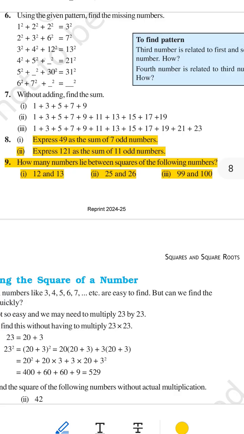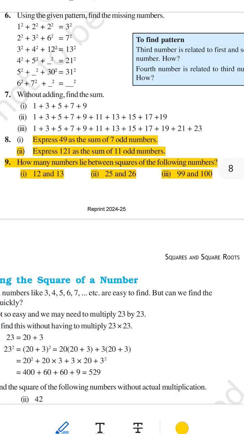3 times 3 equals 9. So 9 is a square number. 4 times 4 equals 16. So 16 is a square number. 7 times 7 is 49. So 49 is a square number. Beautiful pattern in math. The square of a number can be made by adding that many odd numbers starting from 1. That means for a square number, add this many odd numbers.